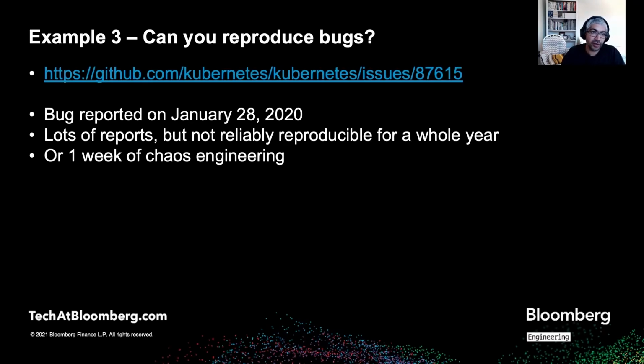So after playing around with it quite a while, we were convinced that it was a Kubernetes bug. So we went to the Kubernetes issues and tried to see if anybody else had seen this bug. And it turned out that, yes, they had. This bug was actually reported on January 28, 2020. And there were lots of reports from lots of people who had seen this bug, but they hadn't reliably been able to reproduce it for a whole year, which is interesting because we actually saw it within like a week of chaos engineering, where we were able to reliably reproduce it.